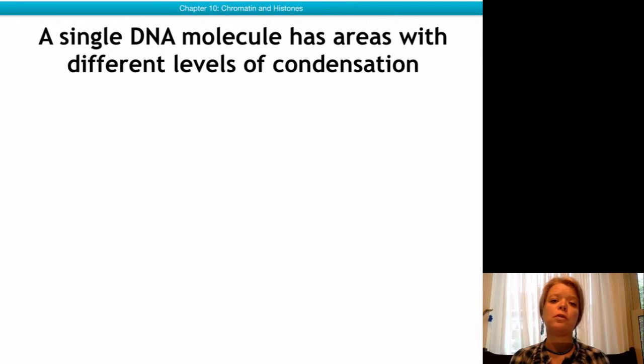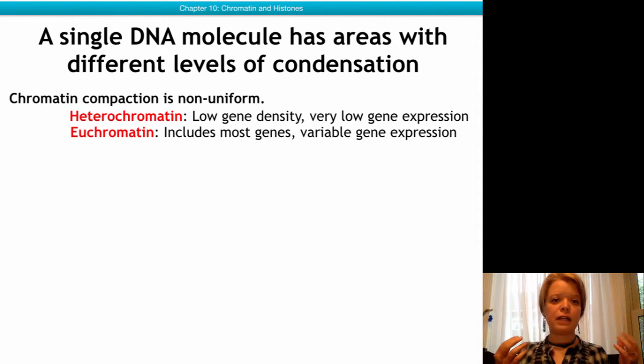Now, a single DNA molecule that is not about to be divided will not be uniformly compacted like a mitotic chromosome, but will have different areas with different levels of condensation or compaction or packaging, so it can be divided. Generally, you can speak about heterochromatin, which is highly compacted chromatin that usually has low gene density. There are very few genes inside that chromatin, and those areas will have very low gene expression because they're so compacted, and it's very hard for the RNA polymerases to get in there.